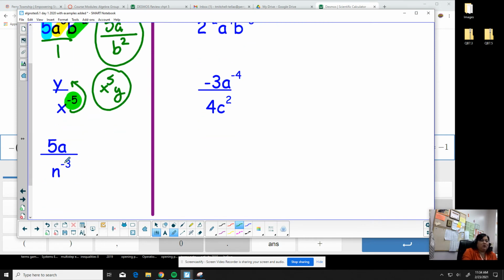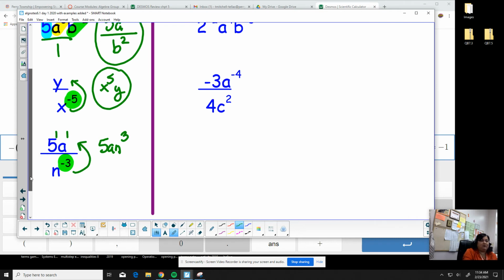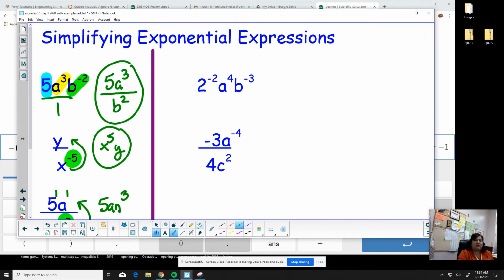Okay, on the next one, which one is unhappy? Well, I hope you said n was, because n's got the negative exponent. He's unhappy on the bottom, so we move him to the top. 5a n to the third. Notice 5 and a have exponents of 1. They're not unhappy. They're perfectly fine where they were. Okay, let's look at this one. We've got two unhappies here. This one and this one.